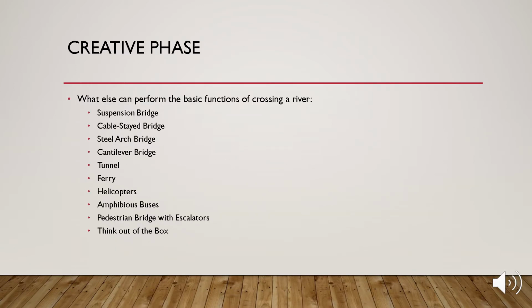Now, we enter the creative phase, and we ask ourselves, what else can perform the basic functions of crossing a river? We have different types of bridges: suspension bridge, cable stayed bridge, steel arch bridge, cantilever bridge. Then we move into more out of the box or alternative ideas: tunnels, ferries, helicopters, amphibious buses, pedestrian bridges with escalators. Thinking outside of the box, thinking of alternatives that address this basic function of crossing the river.